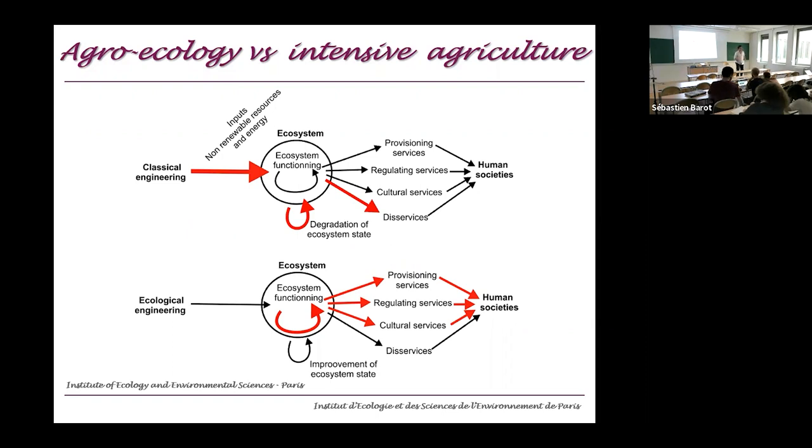Yes? What is the effect of ecological engineering on food security? The effect of ecological engineering on? On food security, for example. If developing countries decide to aggressively adopt this method, how would it impact? Okay, I don't know.